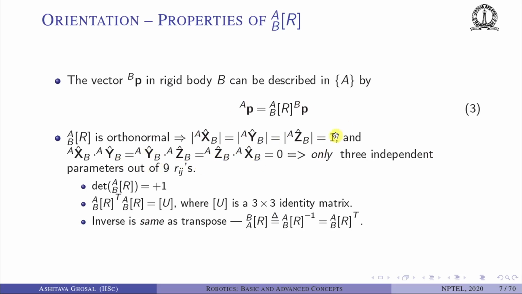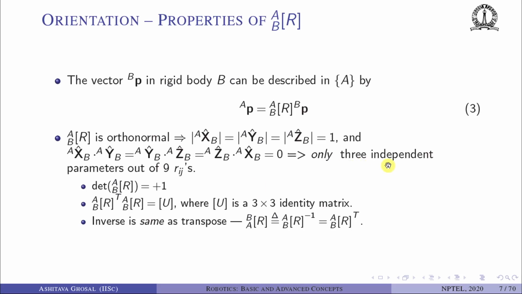Okay, so we have three constraints here. So R11 square plus R21 square plus R31 square, which represents the column vector AXB, is equal to 1. Okay, it's a unit vector. Likewise, AXB is perpendicular to AYB. So we have 6 constraint equations, 3 unit vector constraint equations and 3 perpendicular constraint equations. So hence, out of the 9 Rij's, only 3 are independent.